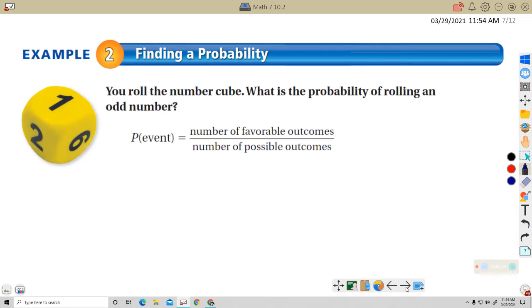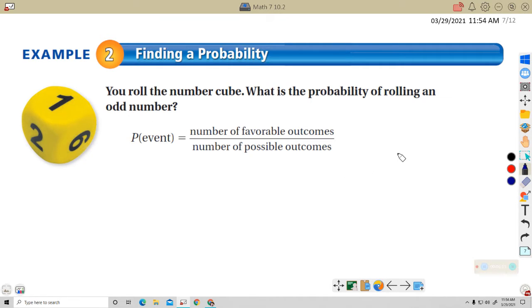Okay, so let's take a look at example 2. You roll the number cube. See, this number cube's not right because 1 and 6 should be on opposite sides. Oh well. You roll the number cube. What is the probability of rolling an odd number?